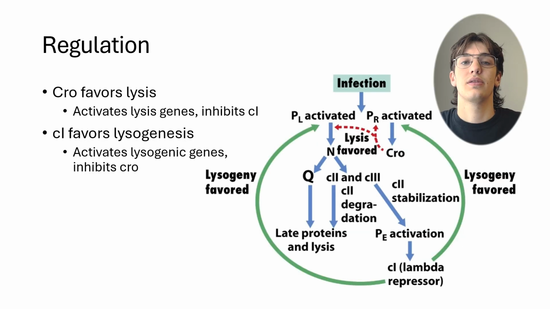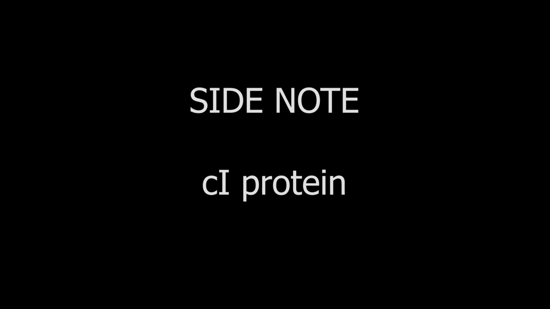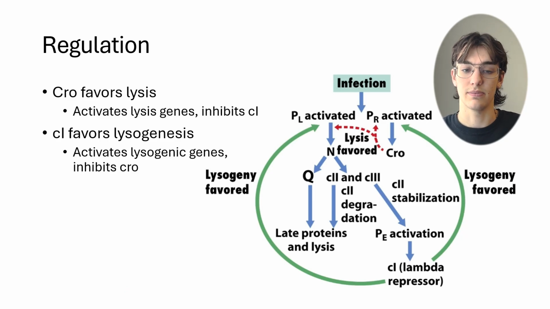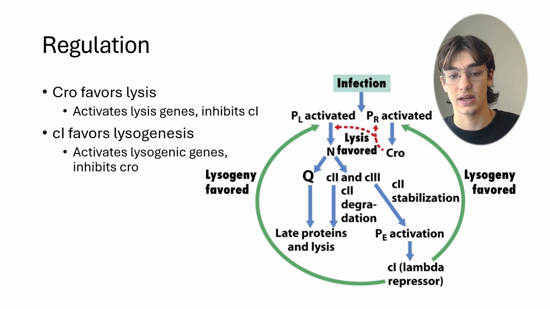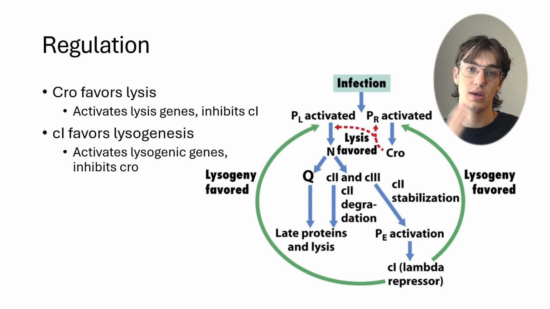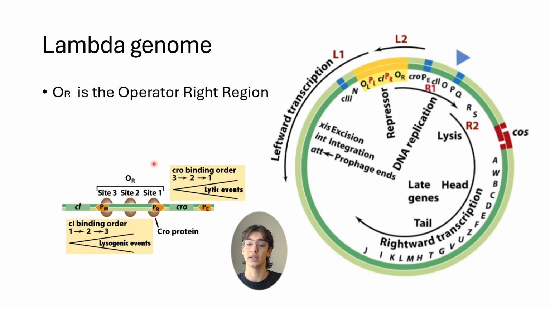widespread infection. The lytic and lysogenic pathways are regulated primarily by the CRO and the CI proteins. As a quick aside, I make the mistake of referring to the C1 protein as CI throughout the video, but it's actually C1. CRO is going to be the major protein that favors lysis, so it activates the lysis genes and inhibits CI, whereas CI is going to favor lysogenesis, so it activates the lysogenic genes and it's going to inhibit CRO. Here's an image of the lambda genome.